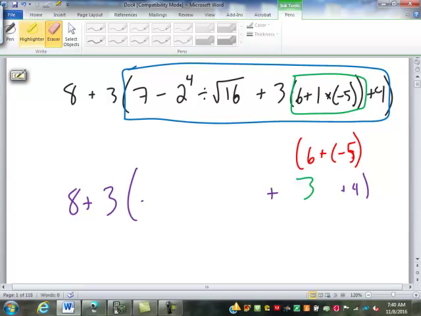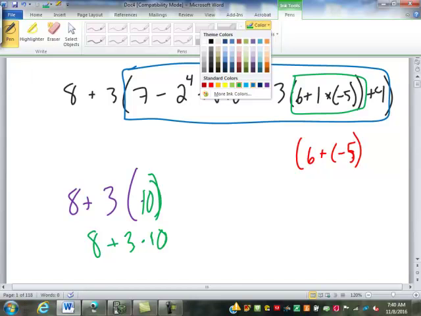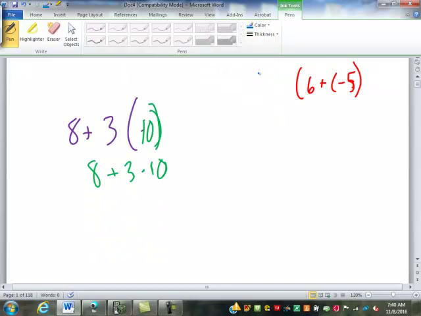And then? Come on. Then we add 3 plus 3, which is 6. And 6 plus 4 makes 10. Now we don't need that set of parentheses anymore. So make that times 3 times 10. So 8 plus 3 times 10, what do I do next? 3 times 10 is 30. 8 plus 30 is 38. Anybody get 38? So something went wrong.